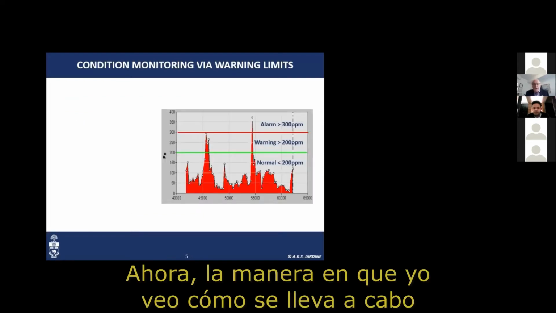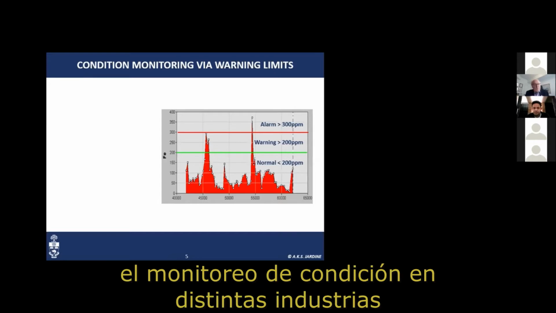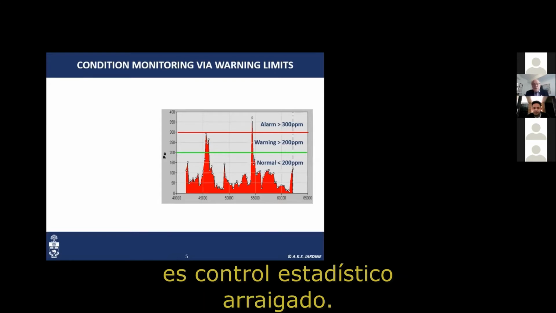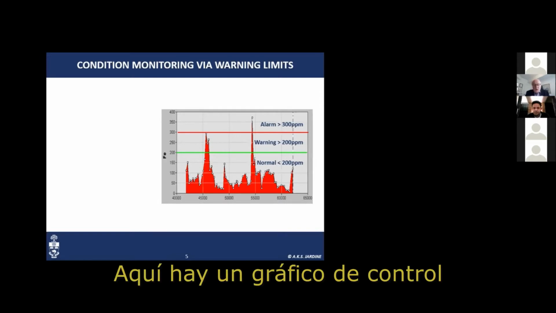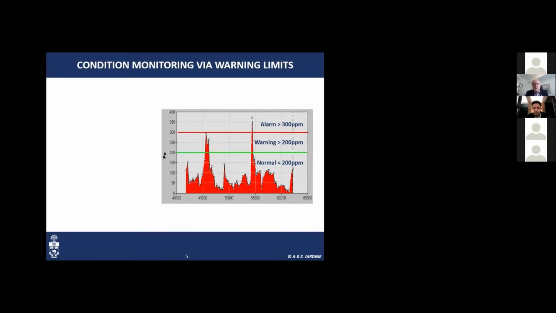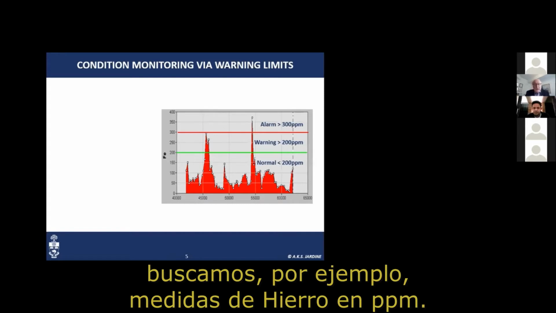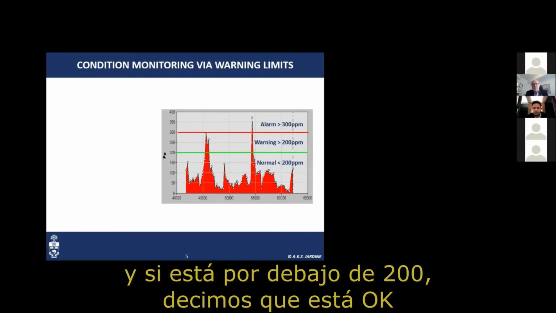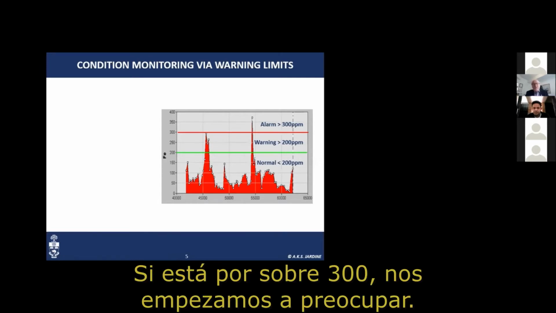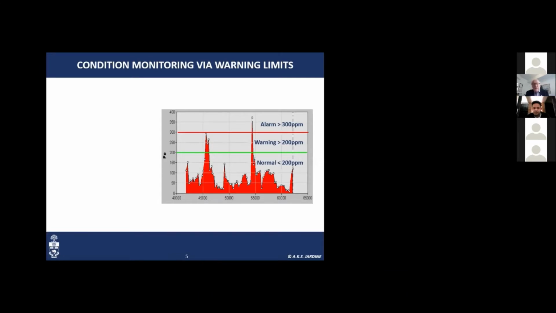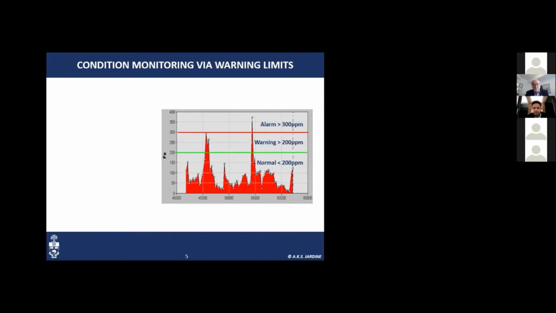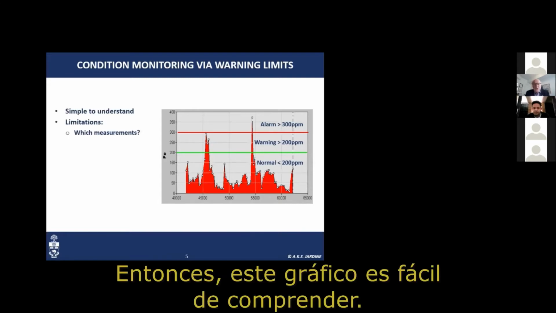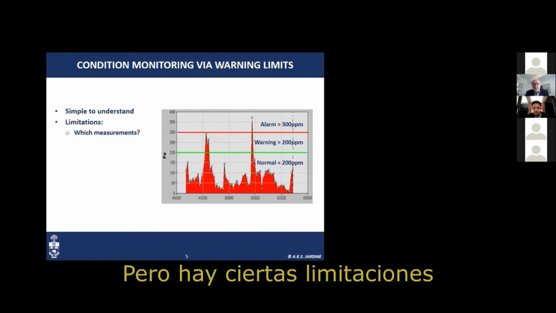Now, the way in which I see condition monitoring being carried out in many industries is rooted in statistical process control. So here's a control chart. We take an oil sample and look, for example, at the measurements of iron in parts per million. If it's below 200, we say everything's okay. If it's above 300, we become concerned. And we, of course, don't just have one chart, we often have many charts. So this chart is easy for us to understand, but there are certain limitations.